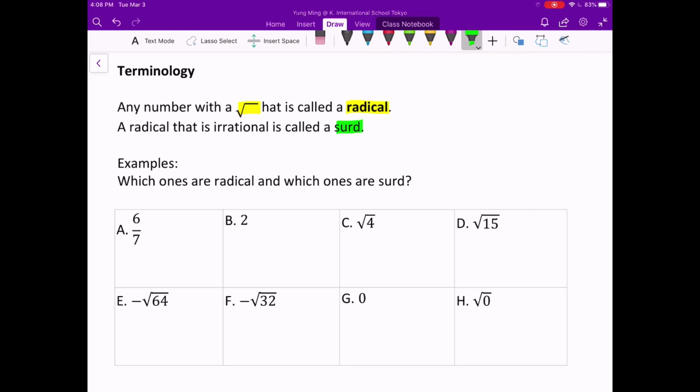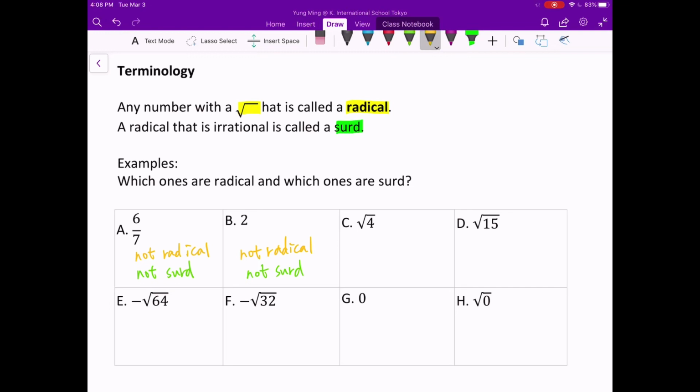Let's work on them. The first guy over here, you are not radical. If you're not radical, then for sure you're not a surd. Not a surd. Second one, do you have a hat? You don't have a hat. You're not radical. As long as you're not radical, then you're not a surd.